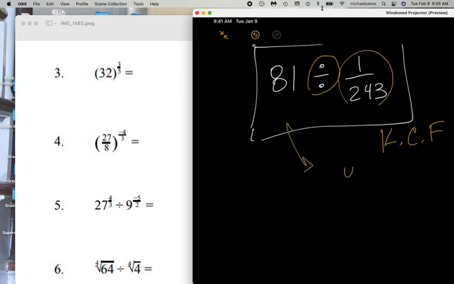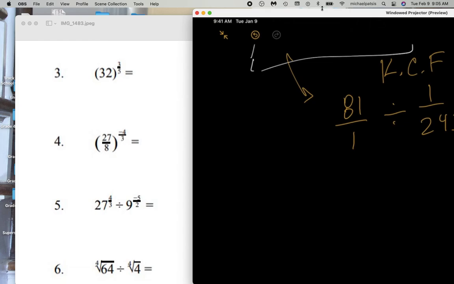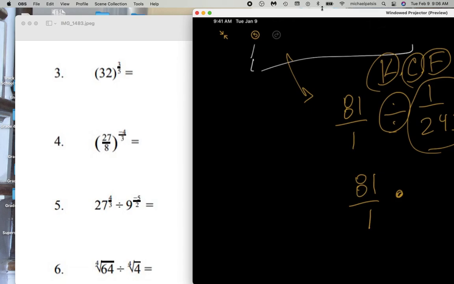Change the 81 to 81 over 1 divided by 1 over 243. Keep the 81 as is. Change division to multiplication. Flip this to 243 over 1. And your final answer is 19,683.